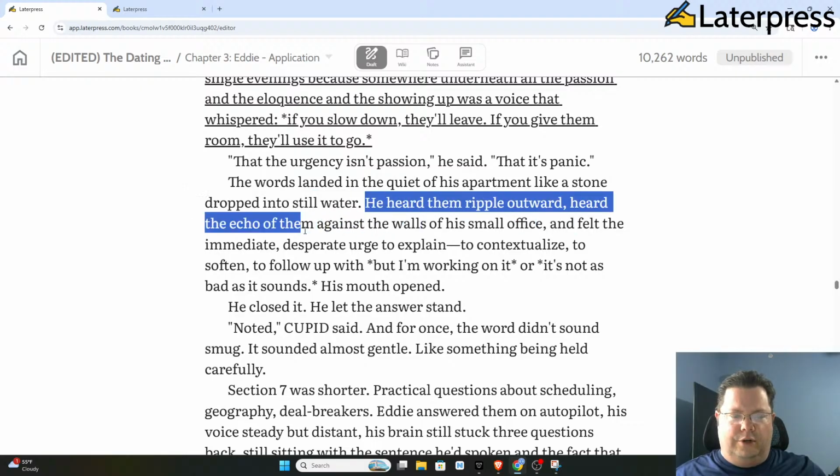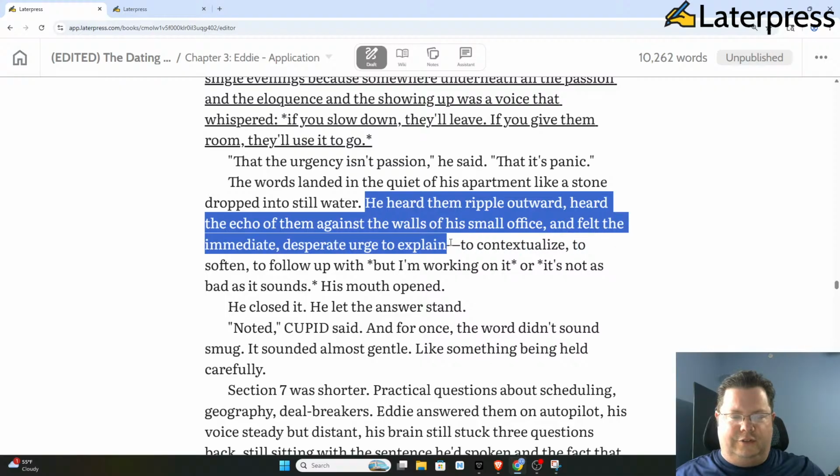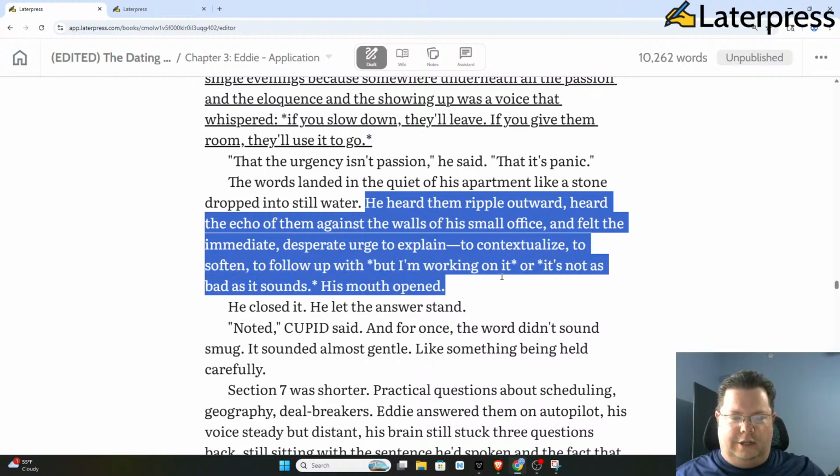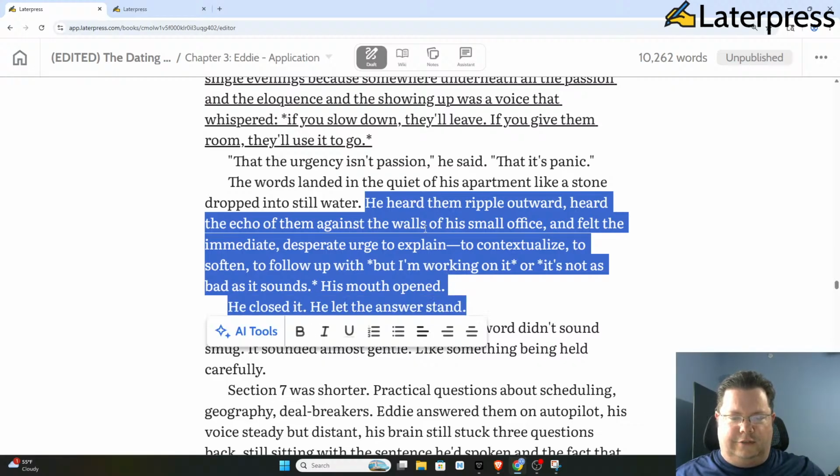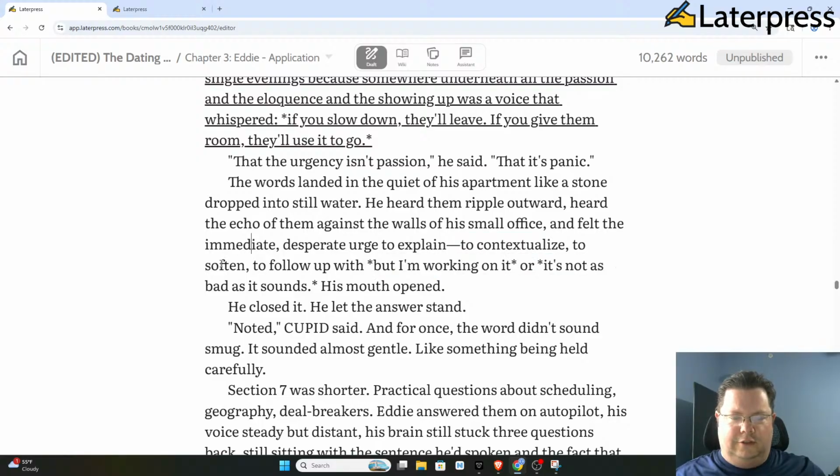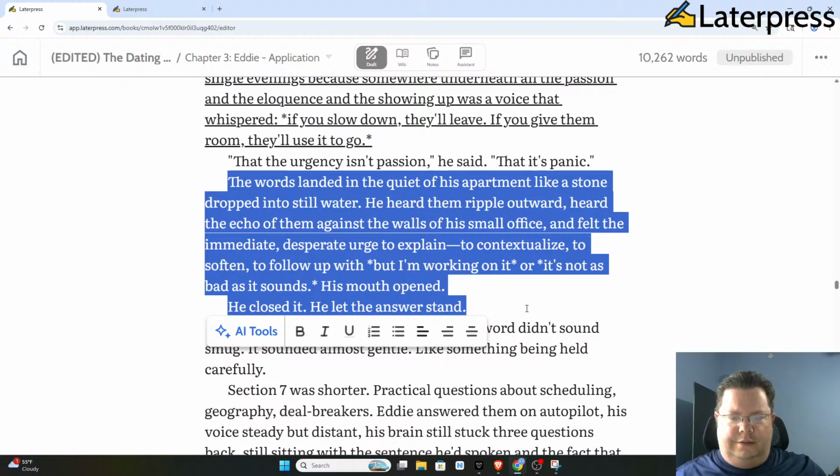He heard them ripple outward, heard the echo of them against the walls of his small office, and felt the immediate, desperate urge to explain, to contextualize, to soften, to follow up with, but I'm working on it, or it's not as bad as it sounds. His mouth opened, he closed it, he let the answer stand. Again, to contextualize, to soften, to follow up with. It's three things again. I'm going to cut all of that.